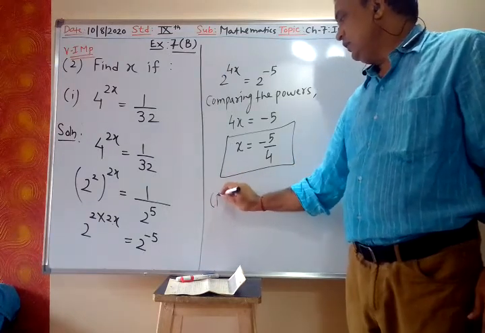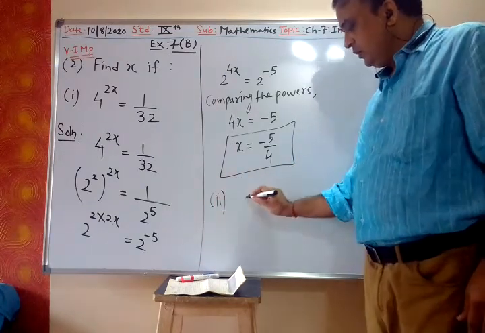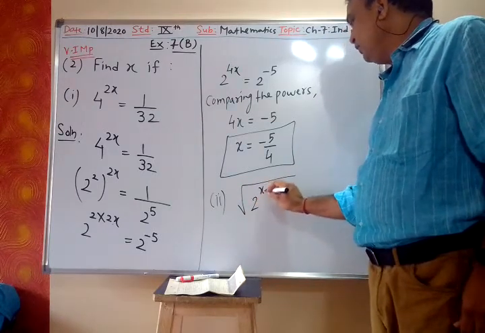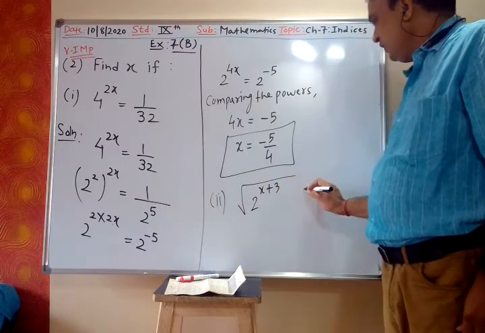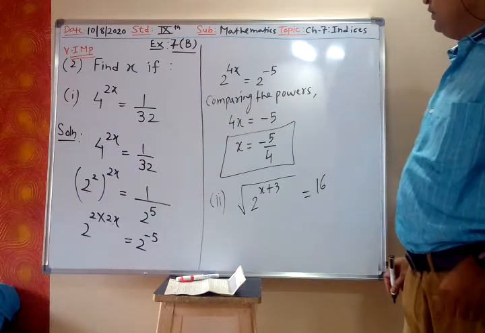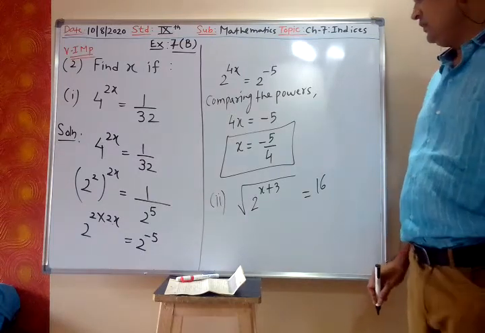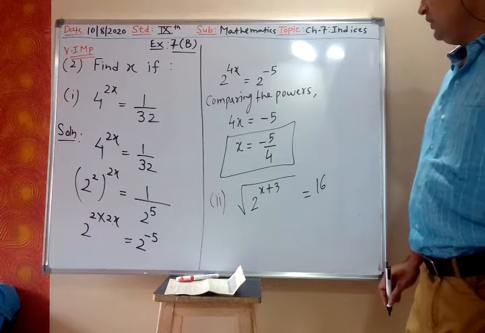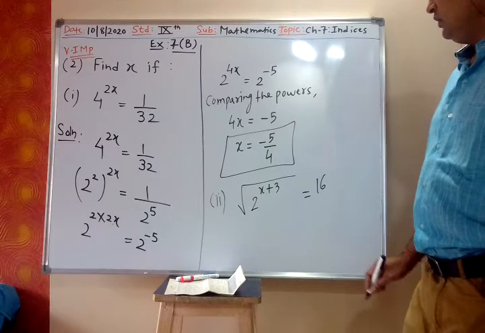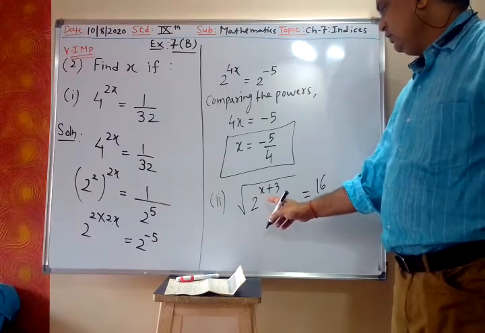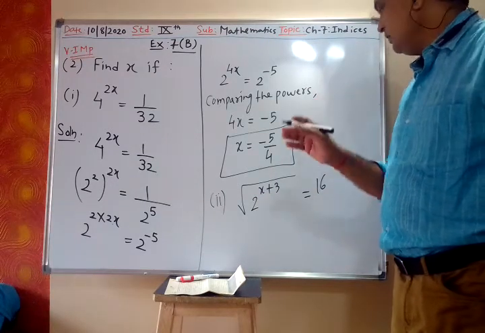Now let us solve second. Square root of 2 raised to x plus 3 is equal to 16. Square root of 2 raised to x plus 3 is equal to 16. How will you compare? That you can do, or there is one method.